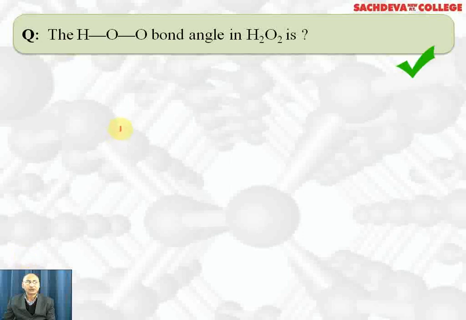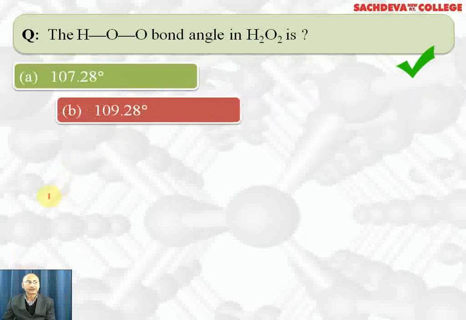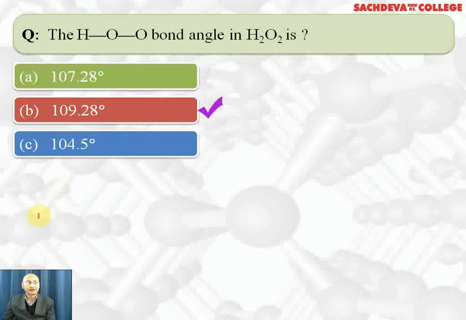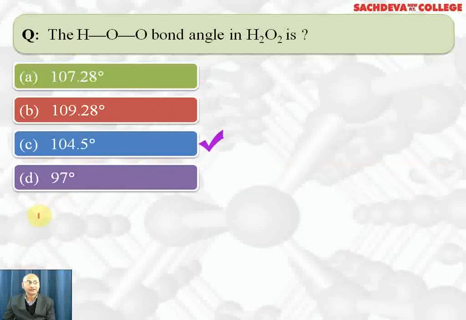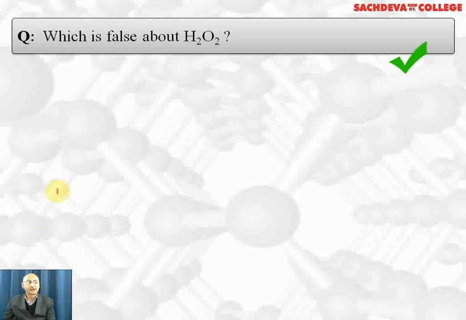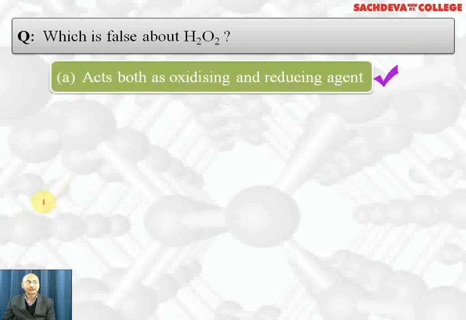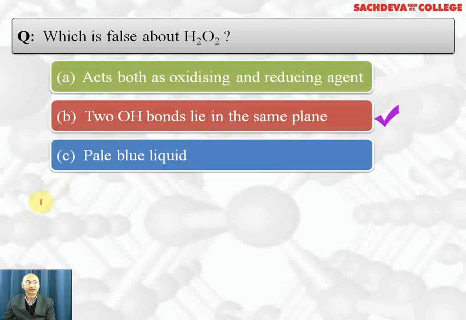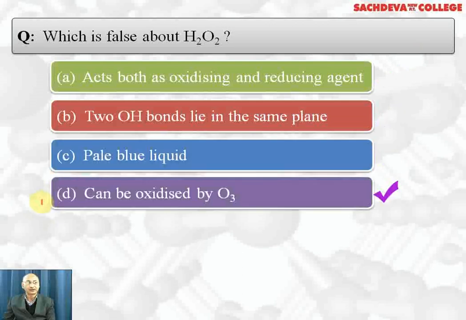The HOO bond angle in hydrogen peroxide is 107.28 degree, 109.28 degree, or 104.5 or 97. Correct answer is D part. 97 degree is the bond angle. What is false about H2O2? Acts as both oxidizing and reducing agent. Two OH bonds lie in the same plane. Pale blue liquid, can be oxidized by ozone. Correct answer is B part. Both the OH bonds are not coplanar, they are in different planes.